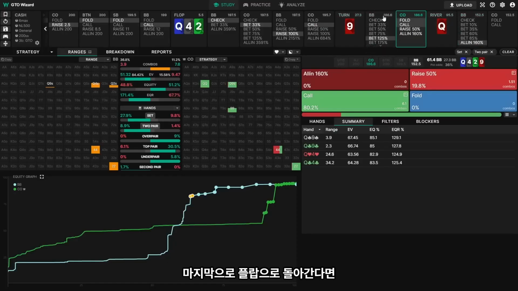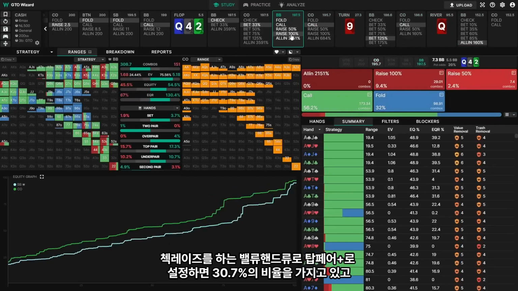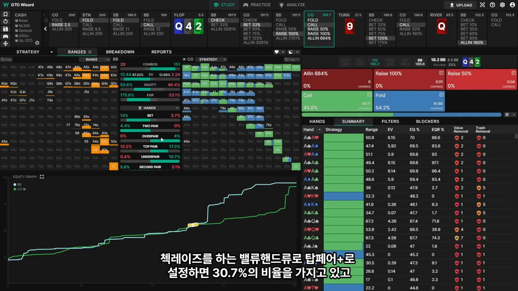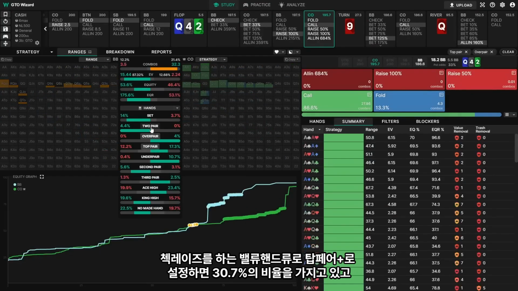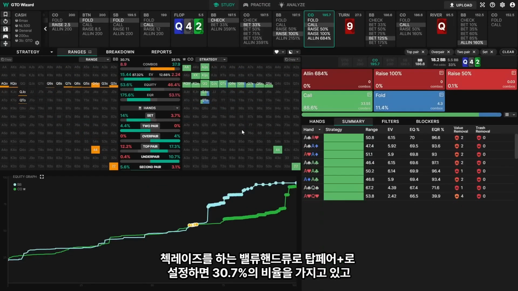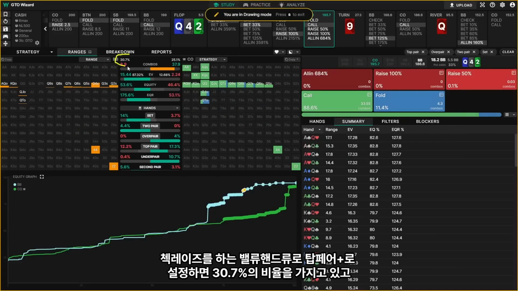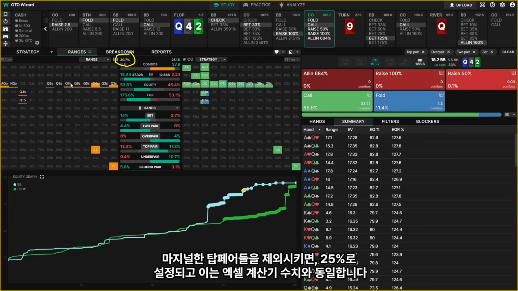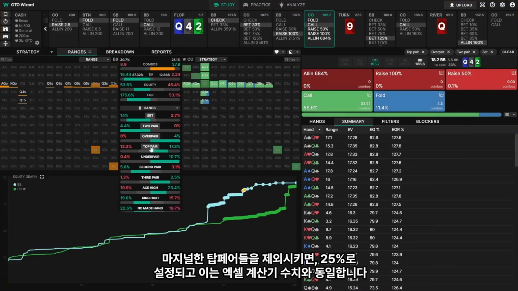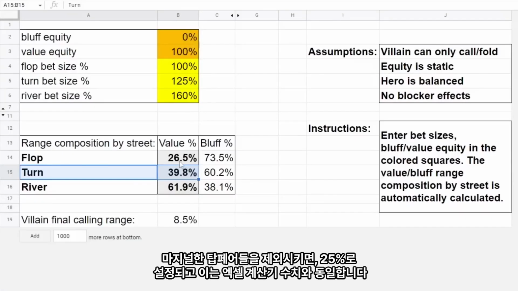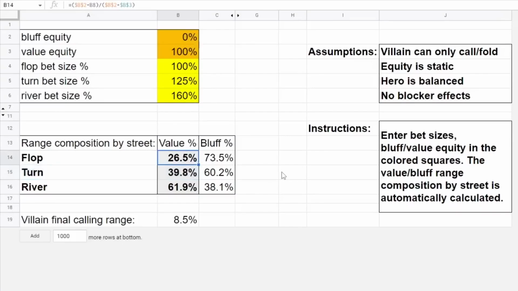So lastly, going over to the flop, after we've check-raised pot, we can select, let's say, top pair plus as our value region. It gives us about 30.7%. If you don't count some of the merged top pair, then it's maybe closer to like 25%. And that's exactly what we see here.